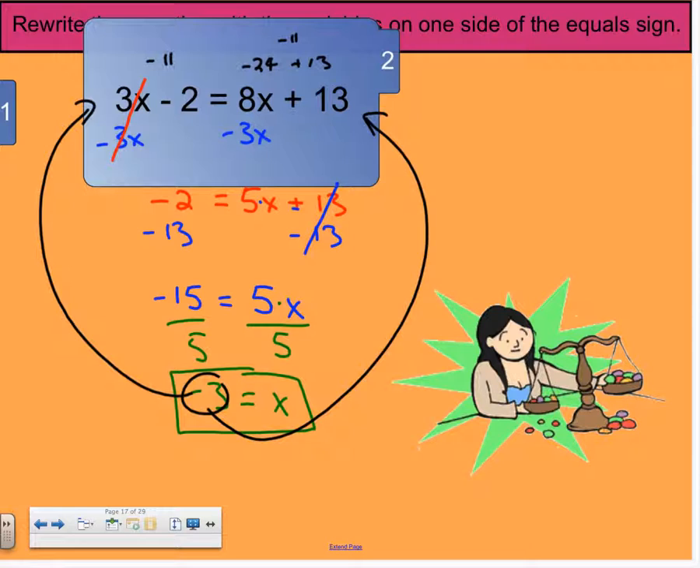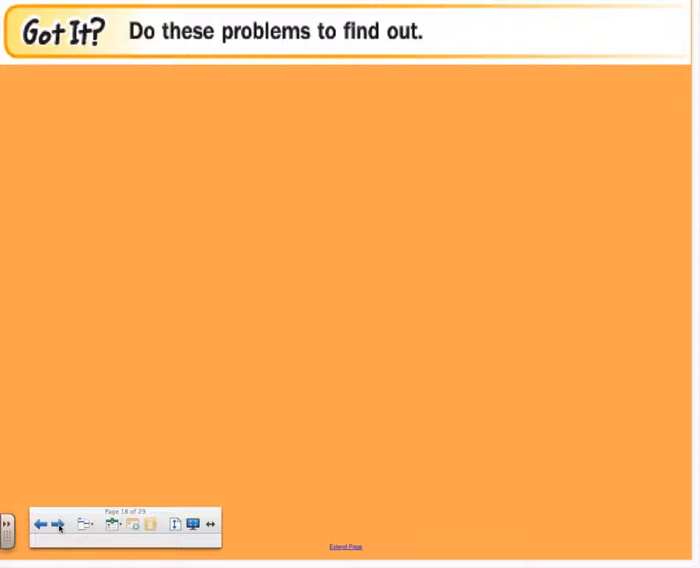Okay? Excellent job. I want you guys to try the got it's at the bottom of the page. There should be 2 of them. Try both got it A and got it B.